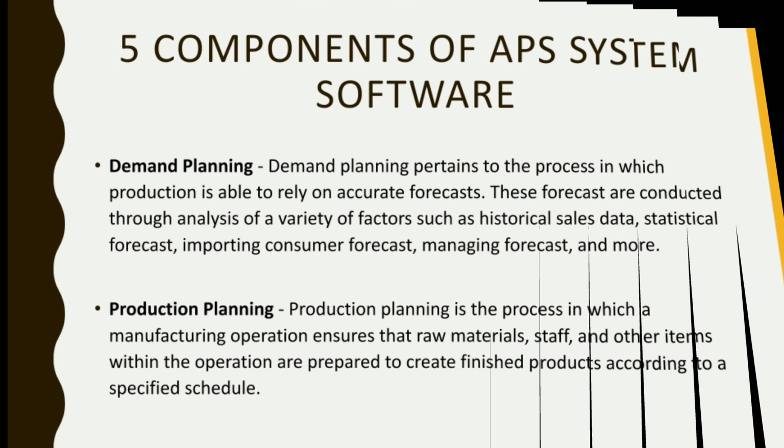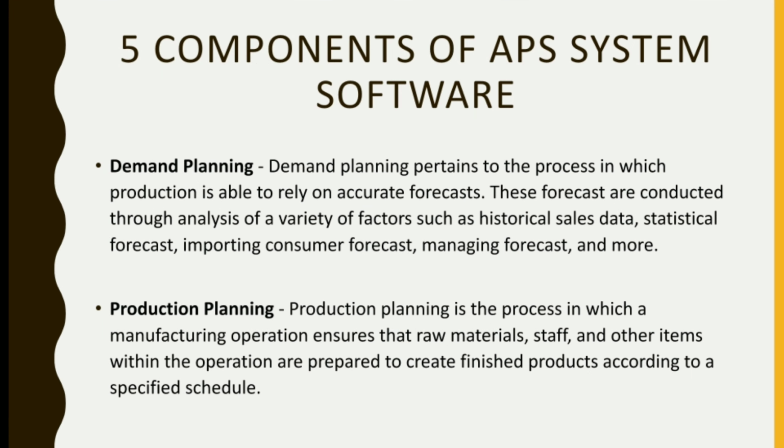There are 5 components of APS system. Number 1 is the demand planning. Demand planning pertains to the process in which production is able to rely on accurate forecasts. These forecasts are conducted through analysis of a variety of factors such as historical sales data, statistical forecasts, importing consumer forecasts, managing forecasts, and more.